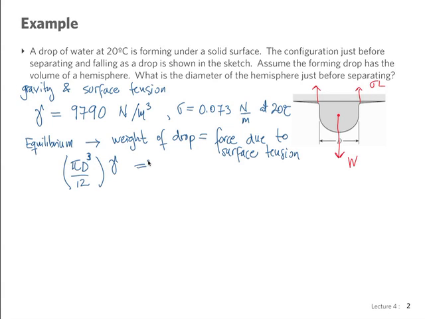Now the key here is to get your surface tension force correctly. So, what is the line of action of that surface tension? Very good. The circumference. So it's pi times the diameter, the circumference, times surface tension. Everybody clear there? Any questions? Does it make sense to you? Yes?